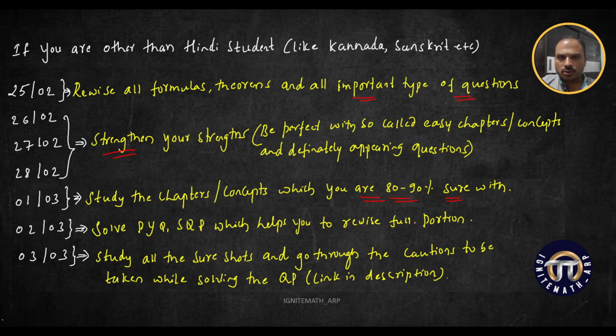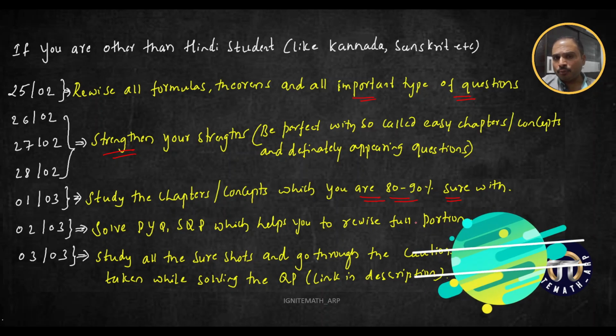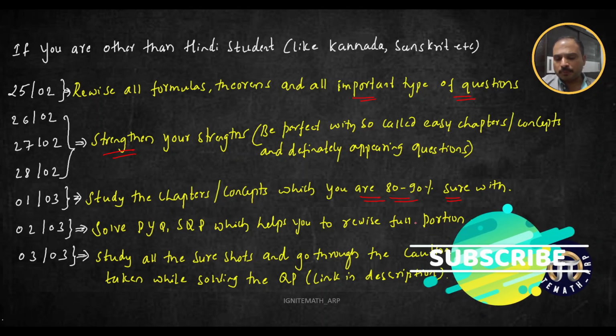Study all the sure shots, right, which are guarantee questions which are going to come surely in your exam. Study those chapters, then please go through the cautions, the precautionary measures, whatever you are supposed to take when you are solving the question paper. Example, you have to write the rupees in two decimal places. You have to write the arrowheads whenever you are representing the solution set on the number line. All these kinds of precautionary measures are to be taken. You can go through the video. The link I'm going to post in the description, right?